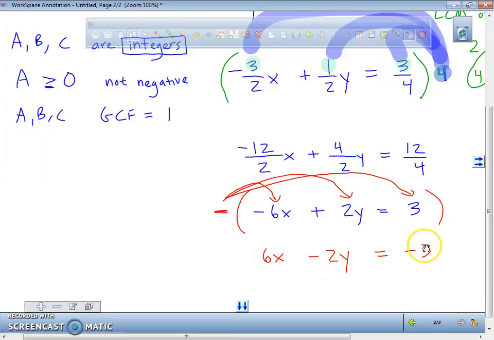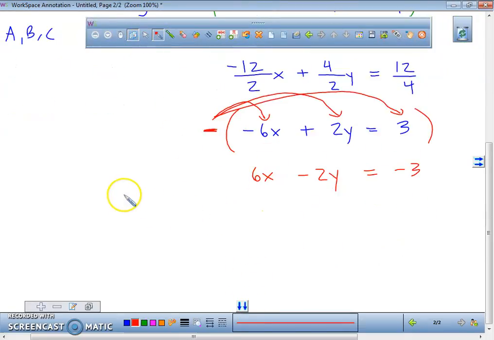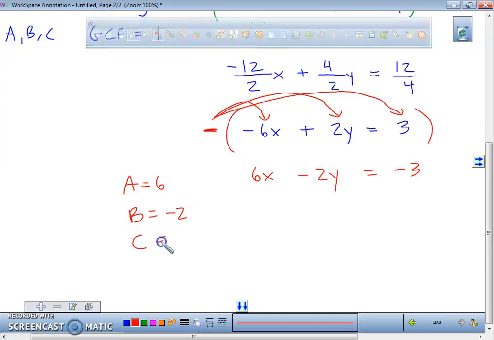Okay? But 2 does not go into a 3 even. And 3 goes into a 6, but 3 does not go into 2 even. So actually, guys, this is our final answer. So in your journal, I want you guys to understand your A value would be equal to a 6. Your B value is equal to a -2, and your C value would equal a -3.